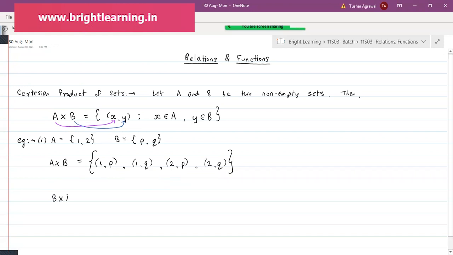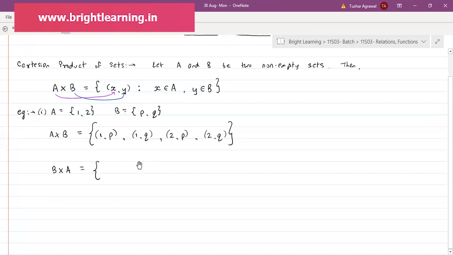So if I tell you to write B cross A, can you tell me what B cross A will look like? Now B cross A will be (p, 1). The first element of the ordered pair should be of the first set, and the second element of the ordered pair should be of the second set. So B cross A will be (p, 1), (q, 1). (p, 2) combined is another element. (q, 2) combined is another element. So these are a total of four elements. This is A cross B and this is B cross A.